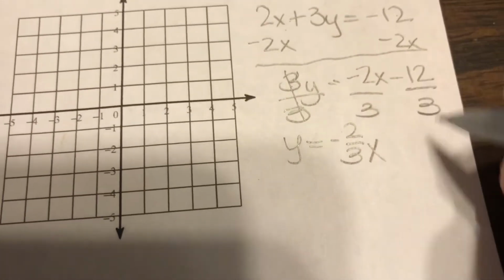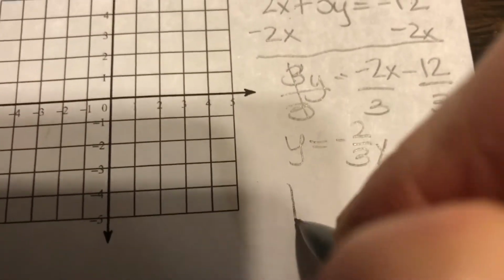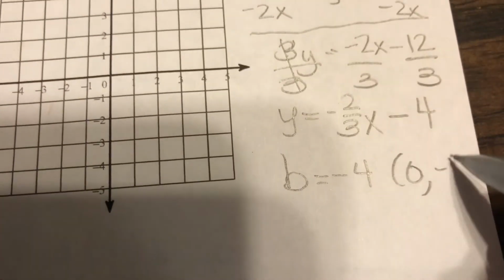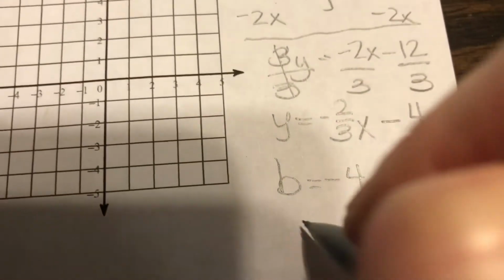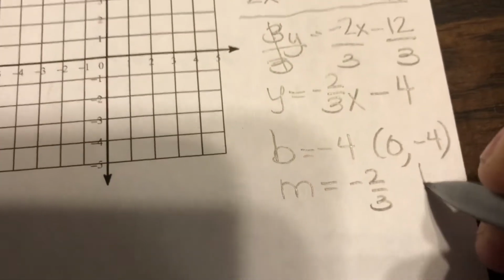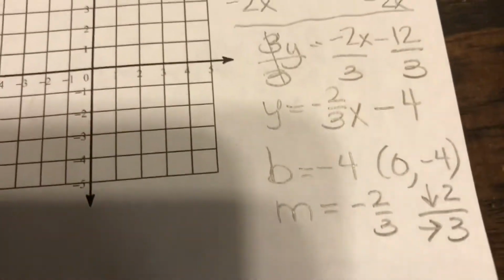And then a negative divided by a positive is a negative, and 12 divided by 3 is 4. So I'm going to have a point at -4, because that's going to be my y-intercept, so 0, -4. And then my slope is going to be -2/3, so that means I'm going to be moving down 2 and right 3. Okay? So let me go ahead and put that point at -4.